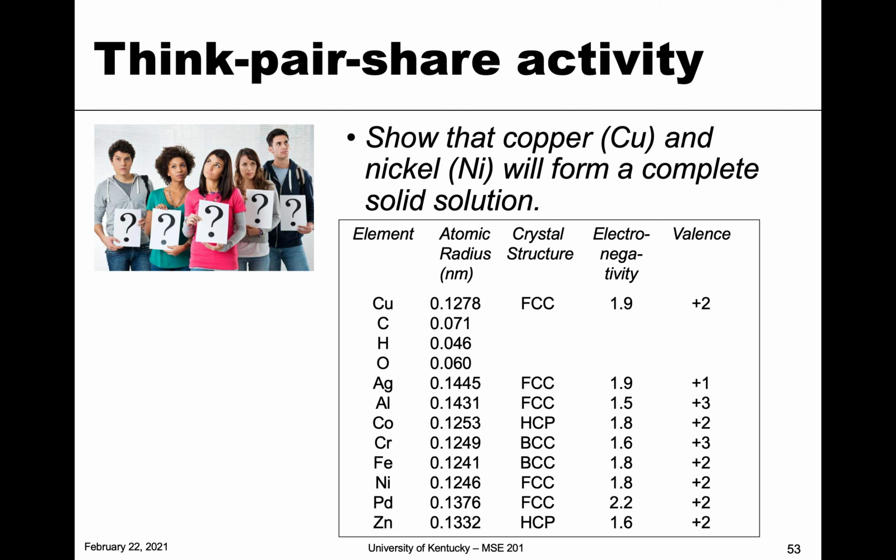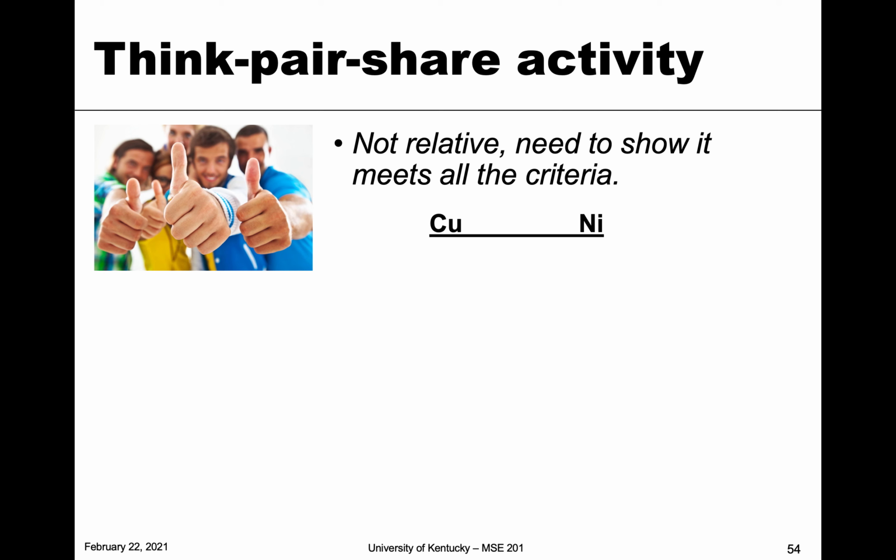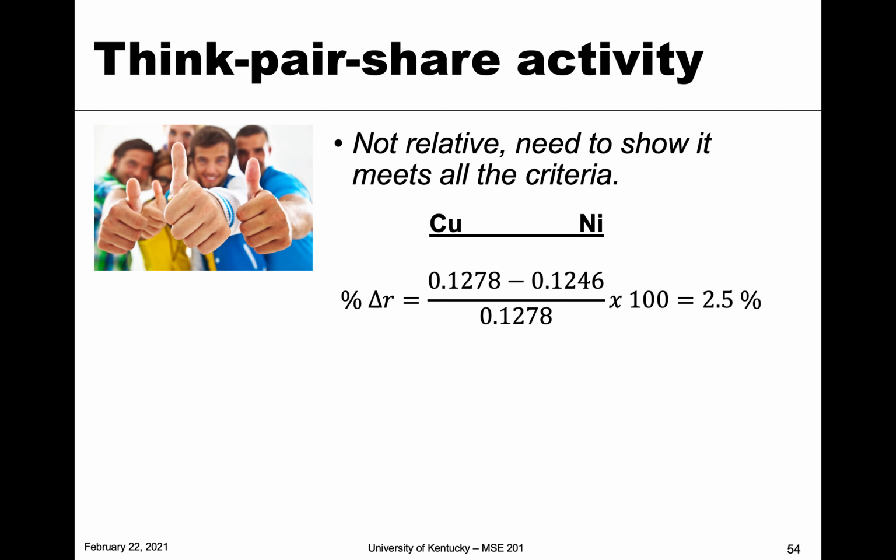All right, so in this example, it's not relative. We want to show that these two metals fully meet the requirements set by the Hume-Rothery rules. So not relative. We want to show that it meets all those criteria. So the first one, as we're aware now, is the relative difference in radii. And so we want to calculate that difference.